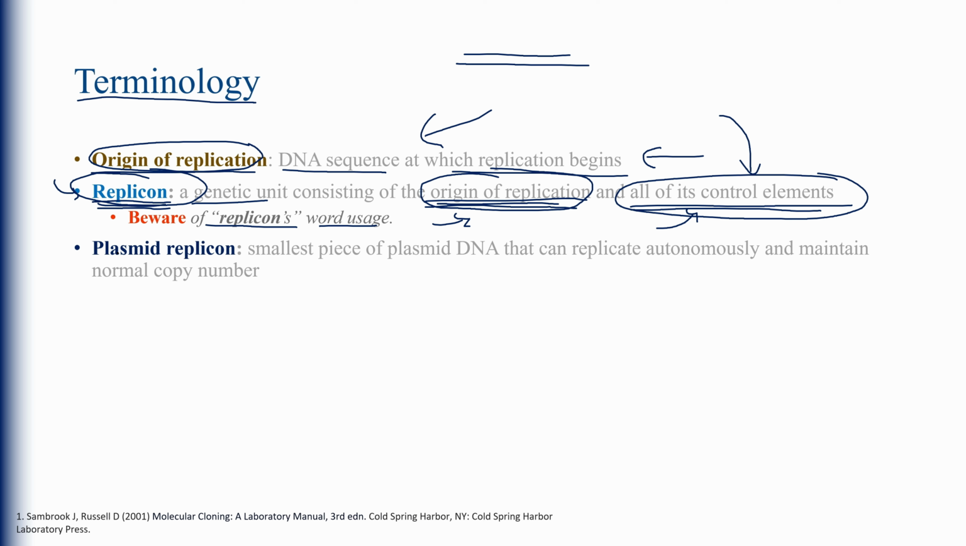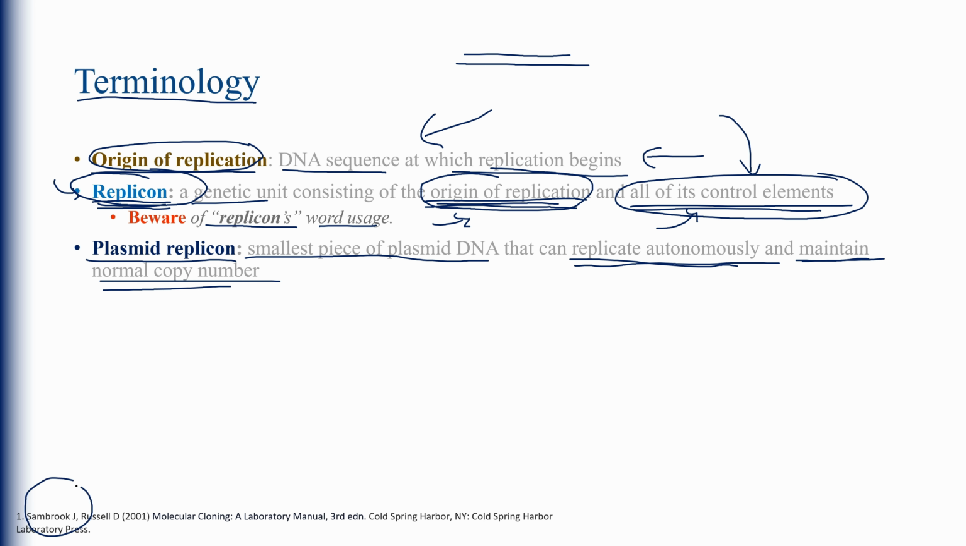Now, also in the context of a plasmid's replicon, you can think of the replicon as the smallest piece of plasmid DNA that can first replicate autonomously and also maintain normal copy number. Now, this is a very precise definition. There's a reason why they add those two things, that is, replicate autonomously and maintain normal copy number, in this definition. This definition, more specifically, comes from the Sambrook book, a popular book called Molecular Cloning: A Laboratory Manual.